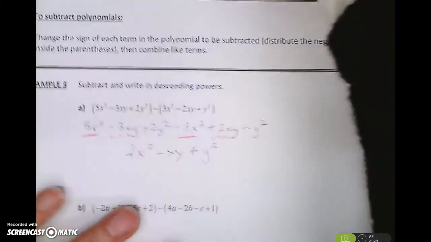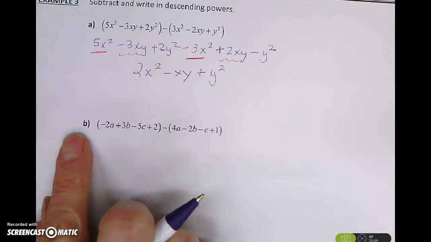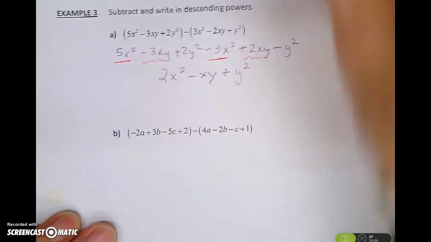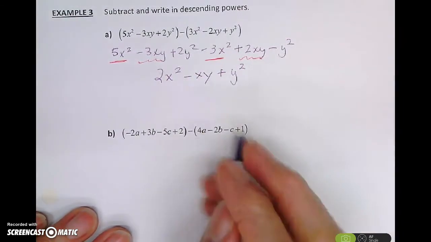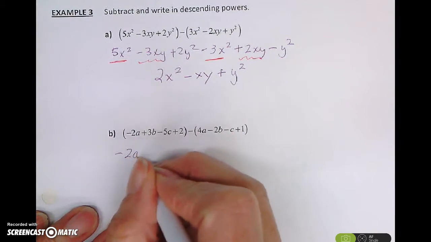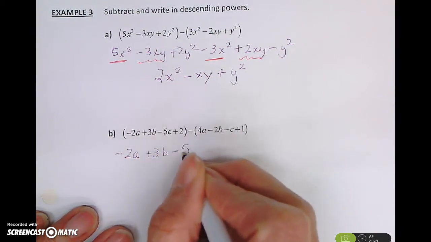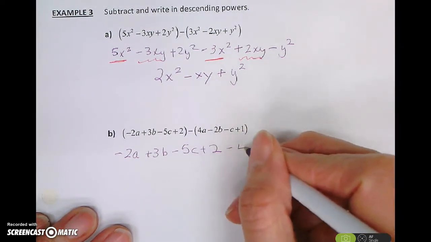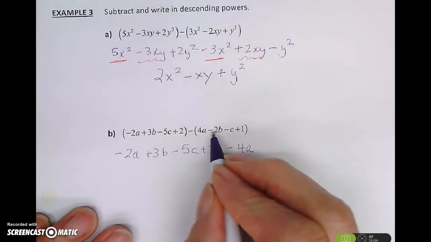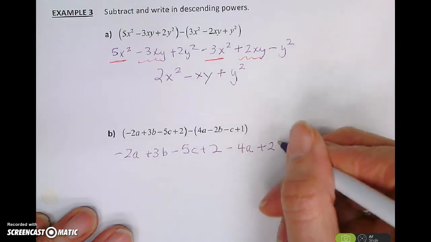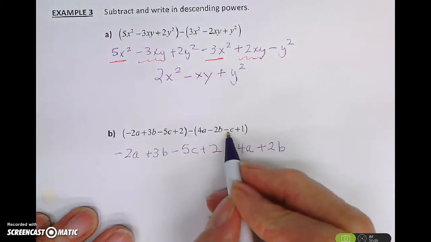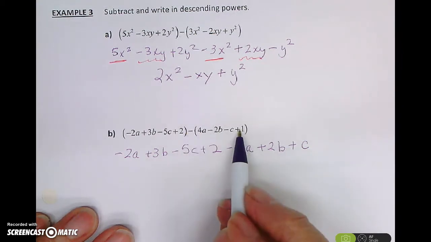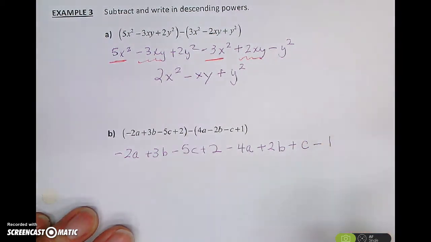Then my second example with subtraction, I'm going to, again, distribute that minus sign through. So I'm going to rewrite everything. Negative 2a plus 3b minus 5c plus 2. And then I'm going to subtract the 4a, subtract a negative, which makes plus 2b, and subtract a negative, which makes plus c, and then minus a positive, which gives me negative 1.